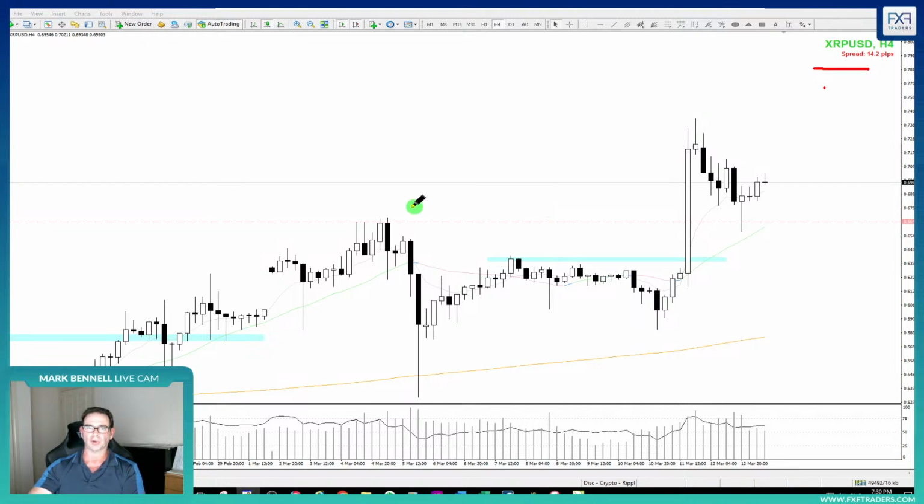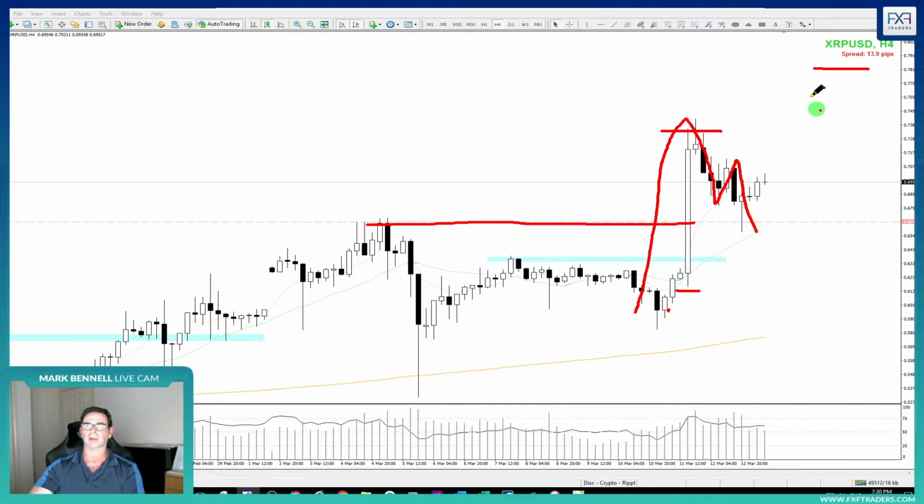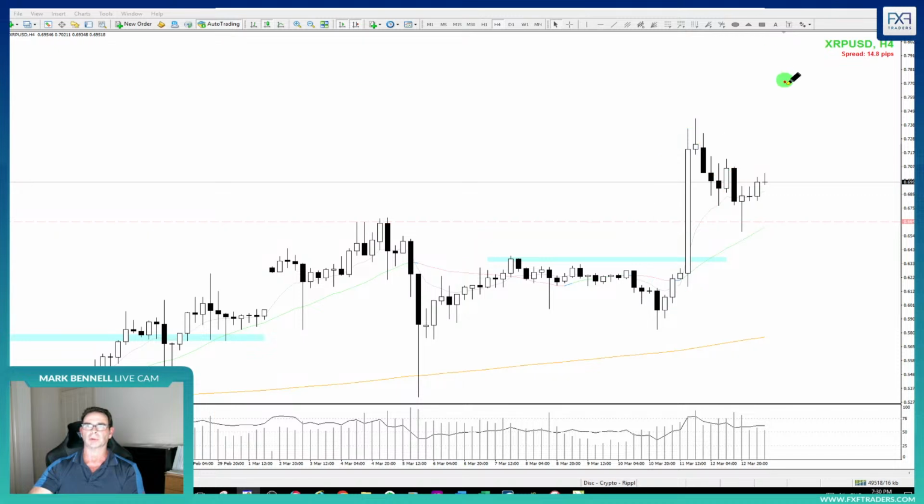All right, so Ripple 4 hour. Look at the high here. That beautiful push. So this bar is important through here. Nice big ABC through here. So this is not bad. So if you like this one, Ripple.